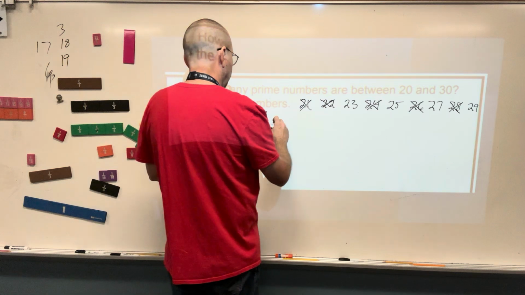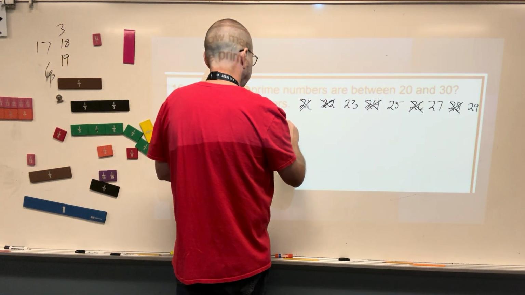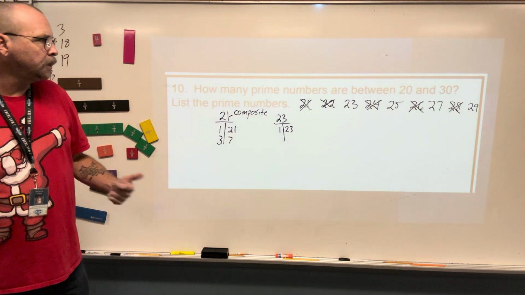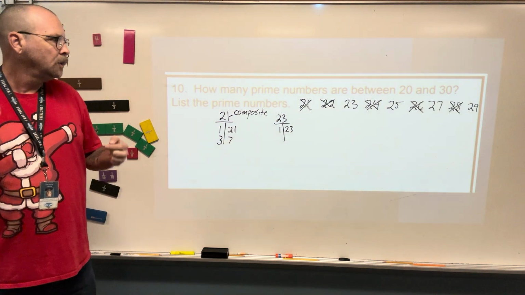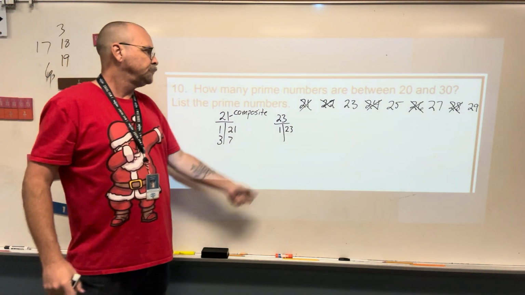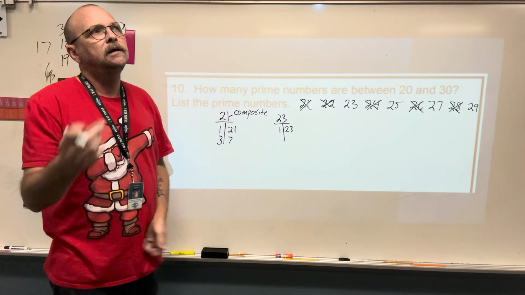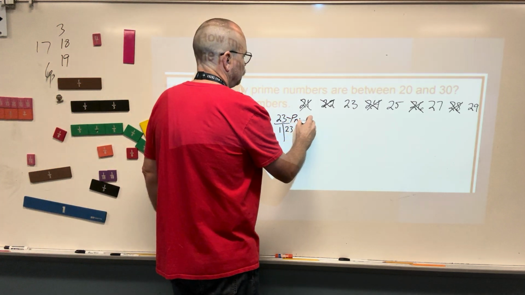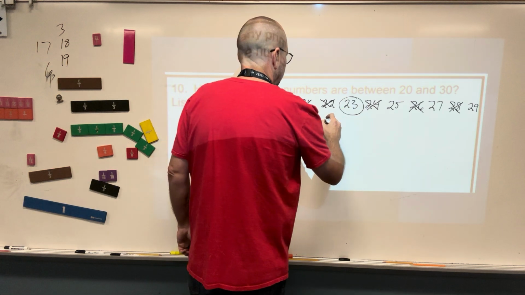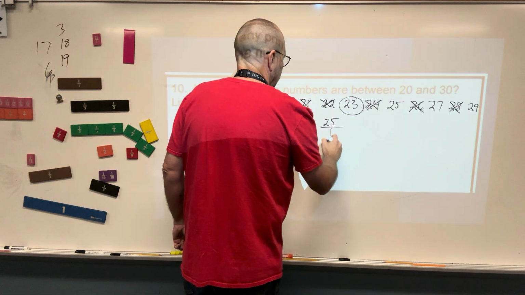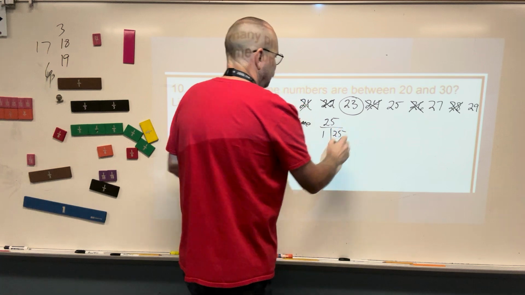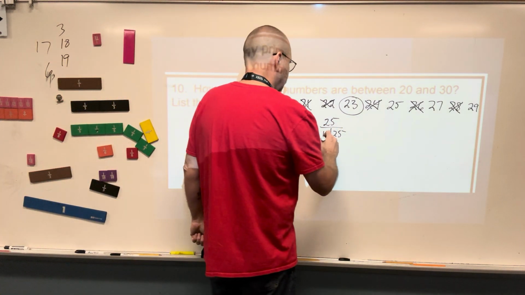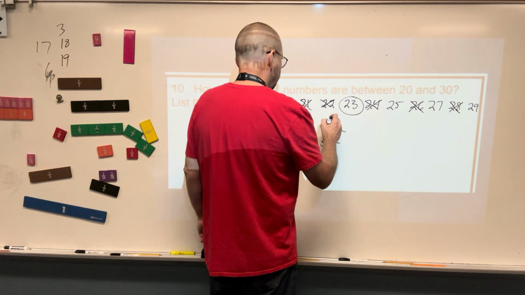So let's take 23. It always has 1 and itself, so 1 and 23. Is there anything else besides 1 and 23 that will divide evenly into 23? And the answer is no. So this one's prime. 23 is prime. 25. Well, I have 1 and 25. Since it has a 5 in the ones place, I also know it's divisible by 5. So this one's composite.